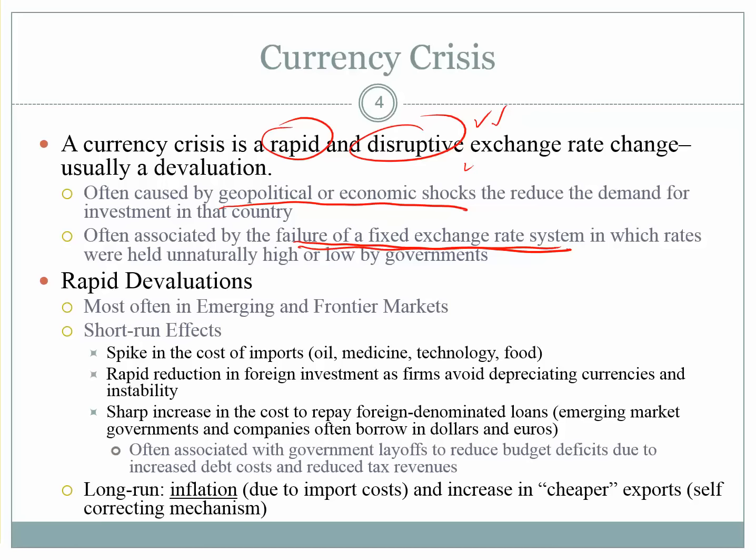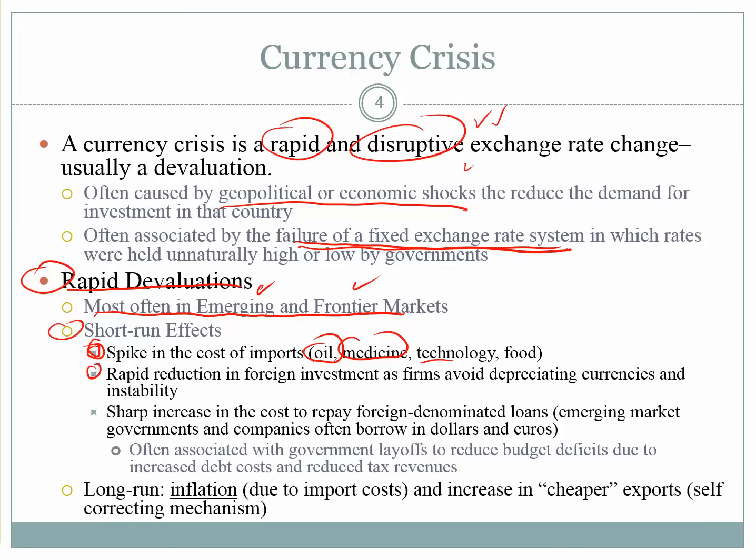So let's talk about a rapid devaluation of a currency. It's most often associated with an emerging or frontier market. Emerging markets might be your BRIC countries, Brazil, Russia, India, China, and frontier markets might be smaller markets than that. So what's the effect of a rapid devaluation of a currency? In the short run, the first thing that everyone notices is a spike in the cost of imports. So if the Brazilian real is declining, Brazilians are going to pay more for imported oil, gas, medicine, technology, food. So immediately the thing you're going to see is imports get more expensive.